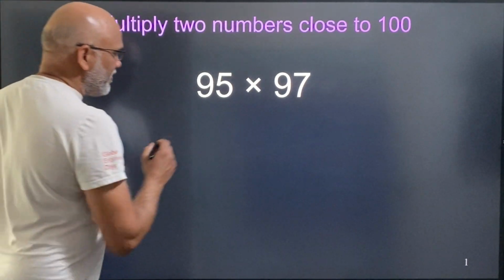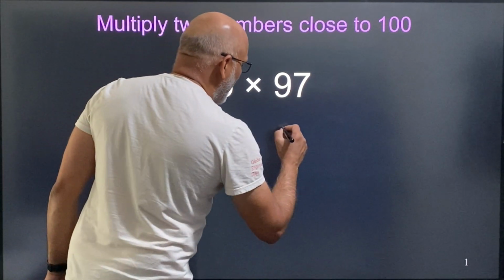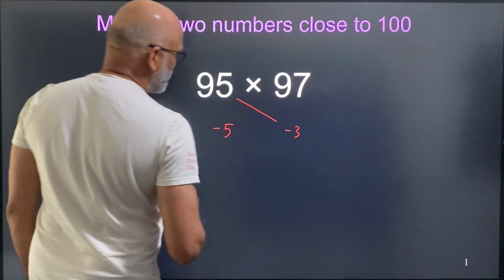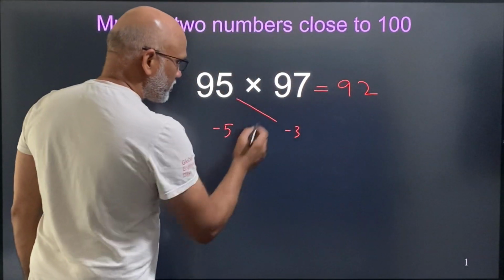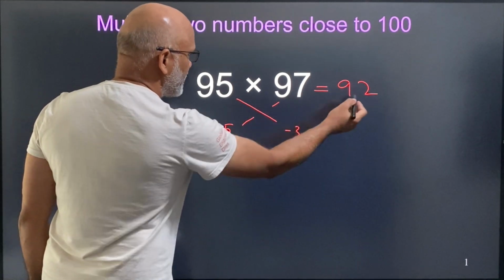So 95 is 100 minus 5, I write down minus 5 here. 97 is 100 minus 3, I write down minus 3 here. Then combine these two: 95 minus 3 is going to be 92. Or I could also combine these two and I'll get the same result: 97 minus 5 is 92.